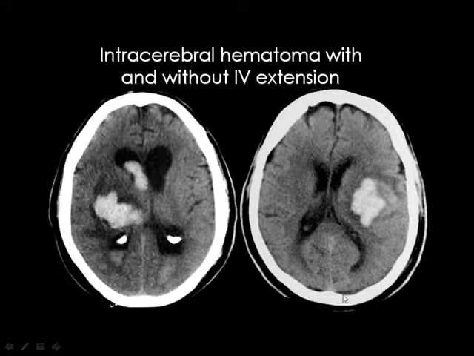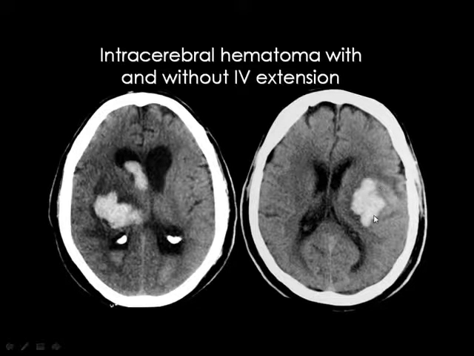Then, does every intracerebral hematoma extend inside the ventricle? No. And this is an example. You see, this is a hematoma without intraventricular extension. And this is another hematoma with intraventricular extension. And there is no rule to predict whether any hematoma will extend inside the ventricle or not. It does not depend on the size of the hemorrhage or the age of the patient. No rule for this. But all we do is just comment on the hematoma.